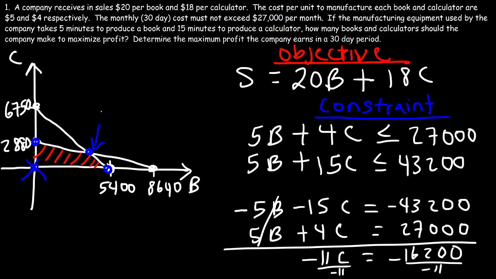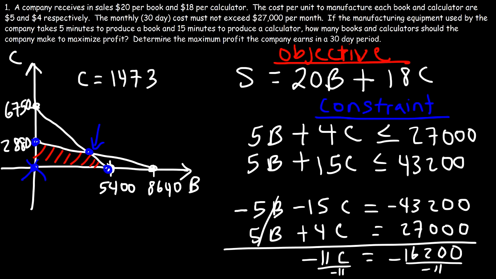So C at this point, which I'm going to write here, is 1,472.72. Now, C represents the number of calculators, so I need to use a whole number. So I'm going to round it up to 1473.